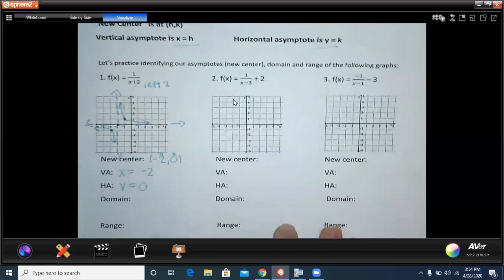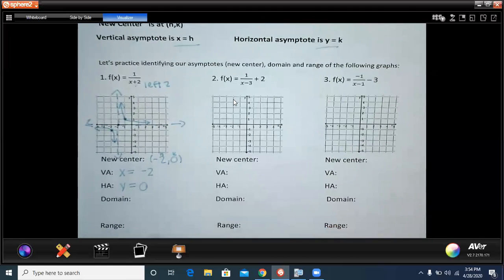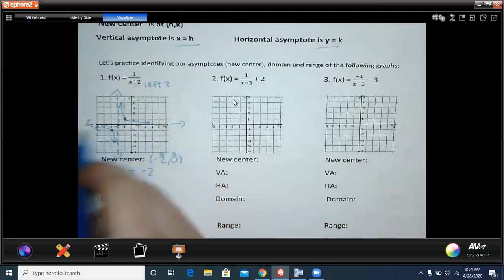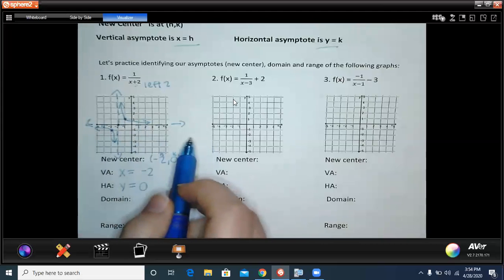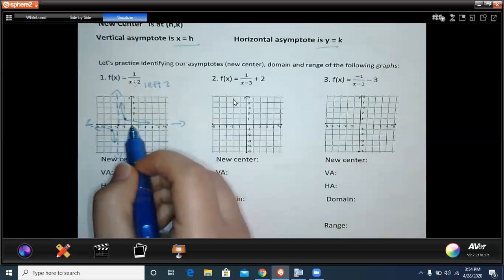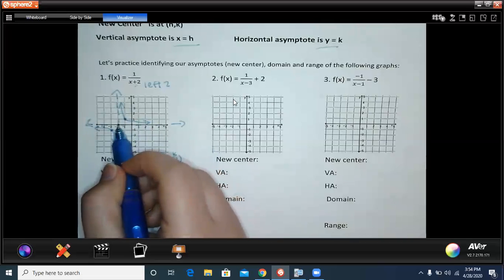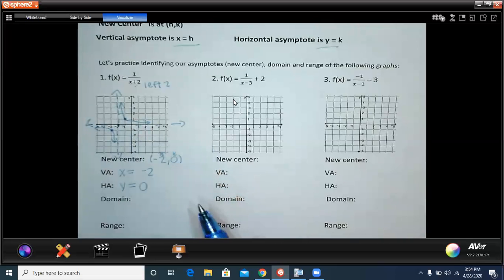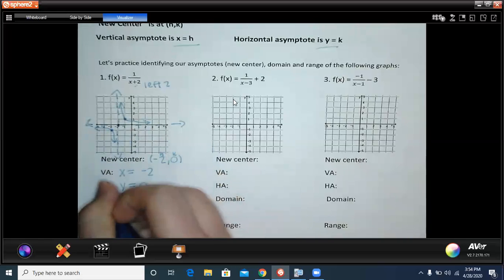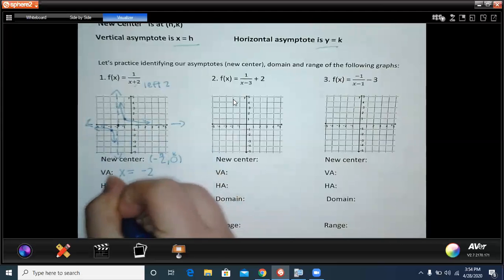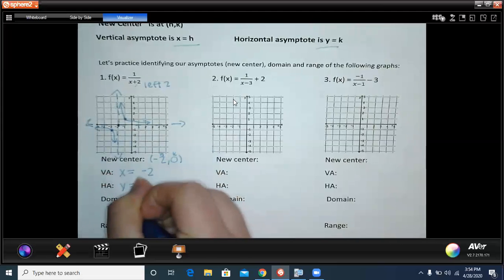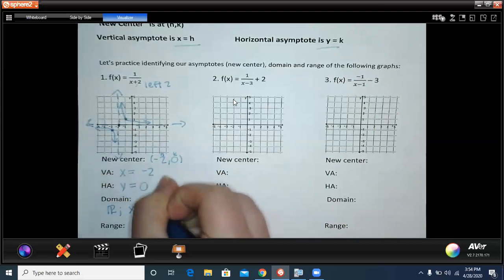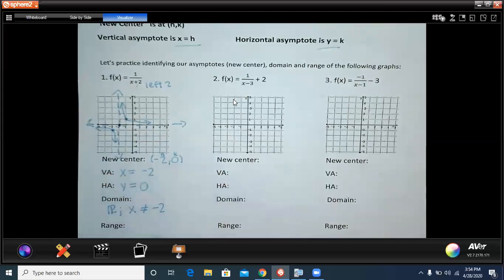All right, so my domain is still going to continue going left and right forever, but now instead of not existing at 0, it now does not exist at -2, right? That's where our asymptotes are. So I would say that my domain is all real numbers except x cannot be -2.